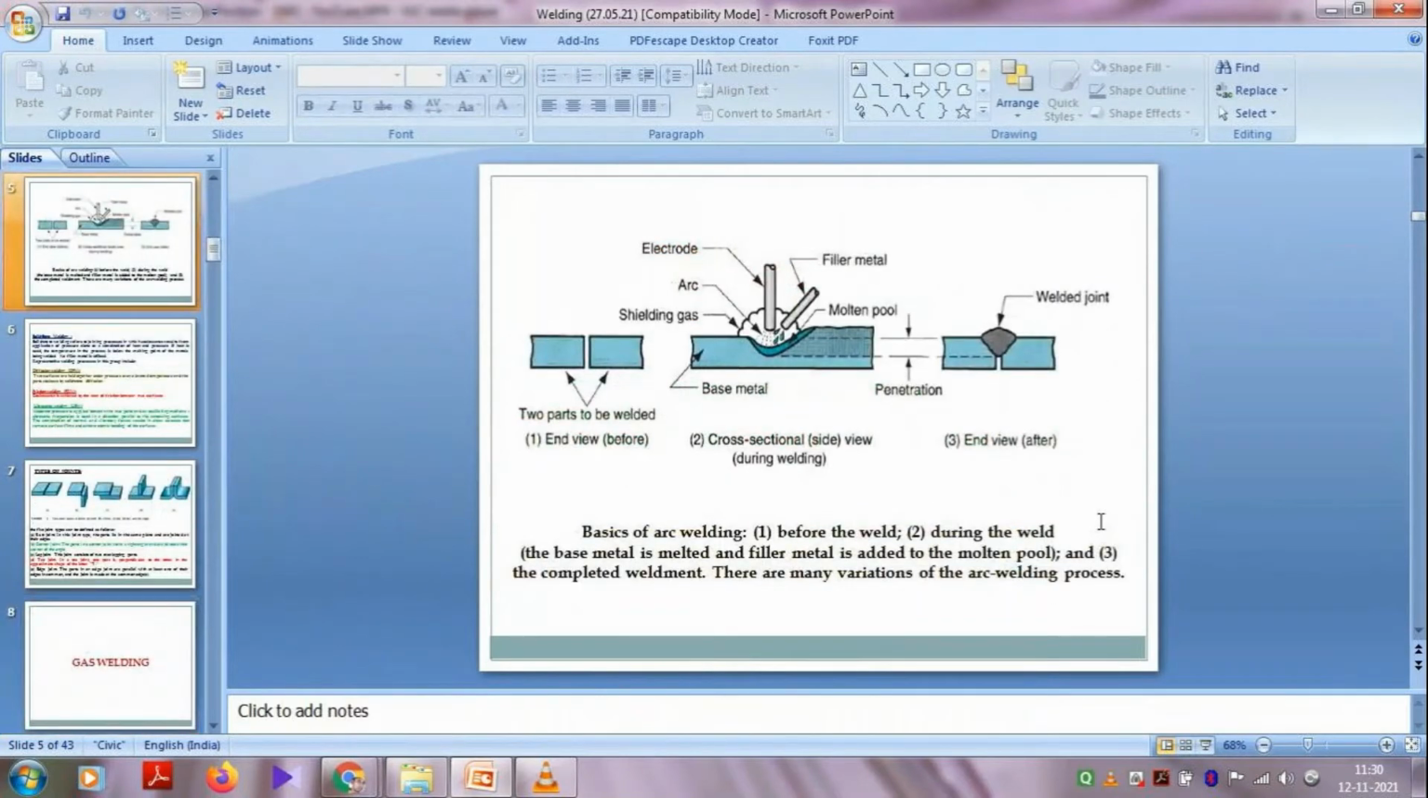Suppose arc welding, which thing is required? Two metal parts are required.